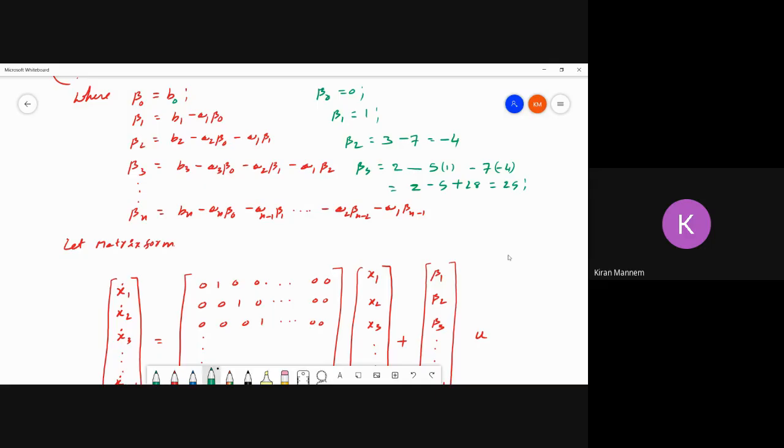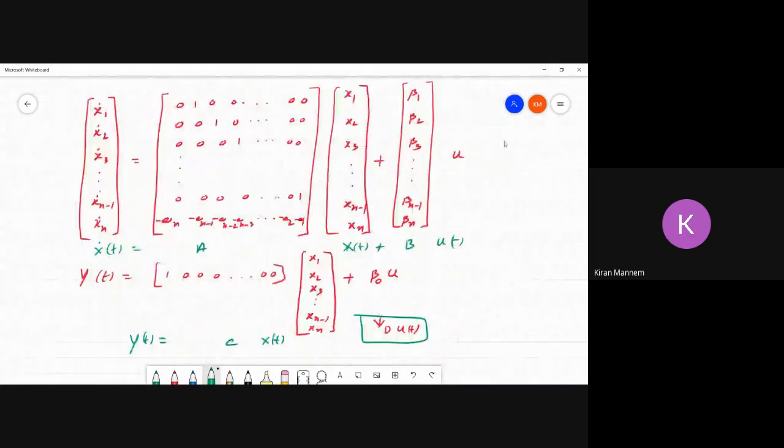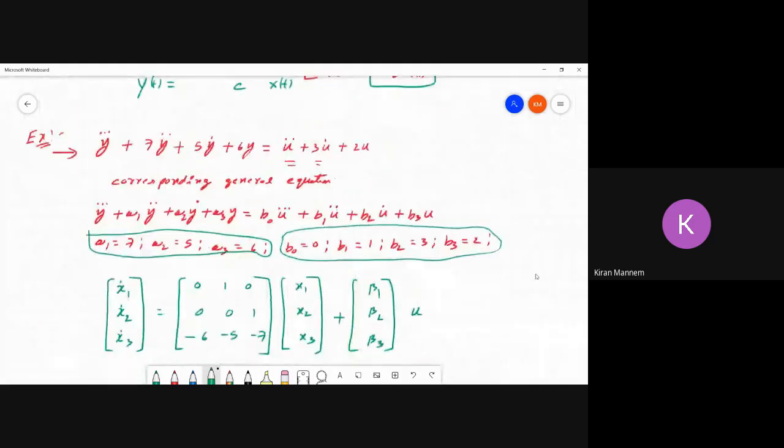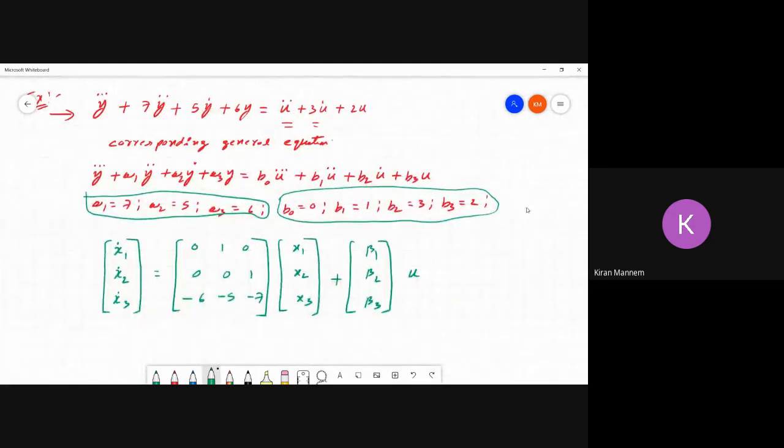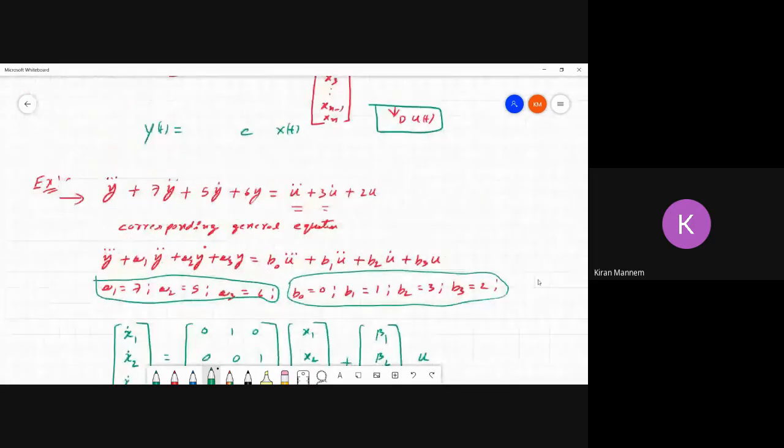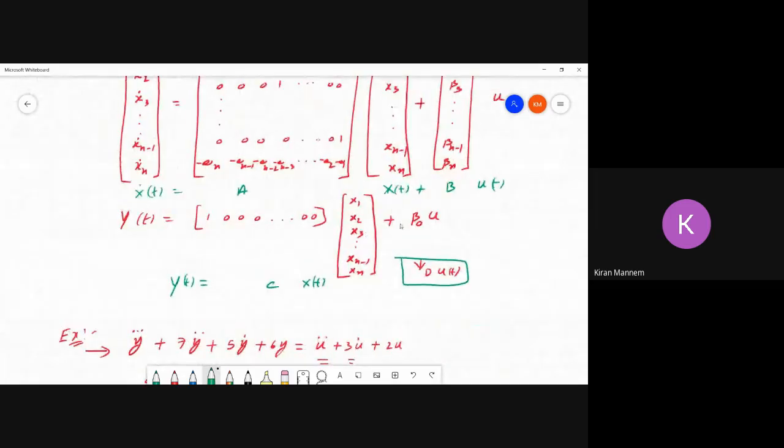We substitute these values in the matrix. Okay. So there you will get the state model. Okay. Now what is the output? Output is nothing but you have this beta naught value. So here beta naught value is 0 and you will get 1 multiplied by x1 only. So this is about today's class. If you have any questions, you can ask.